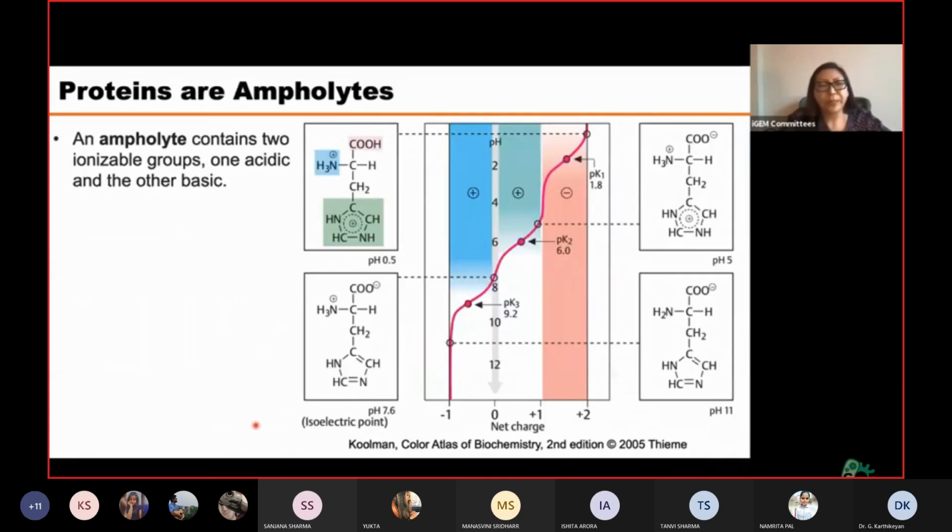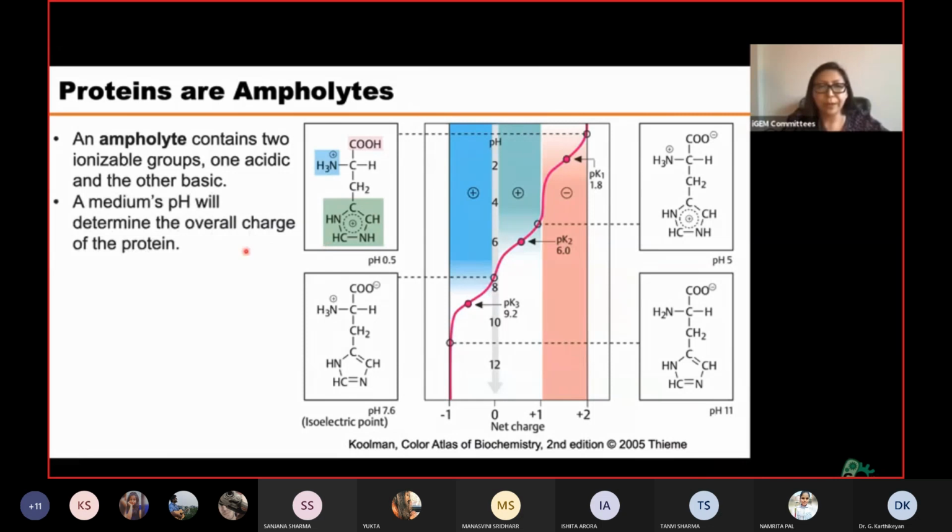So proteins are ampholytes. What do you understand by ampholyte? An ampholyte contains two ionizable groups. One is acidic, the carboxy terminal, and the other is basic, the amino terminal, so proteins have this amphoteric character, right? And they also have an R subgroup here that can change in each amino acid.